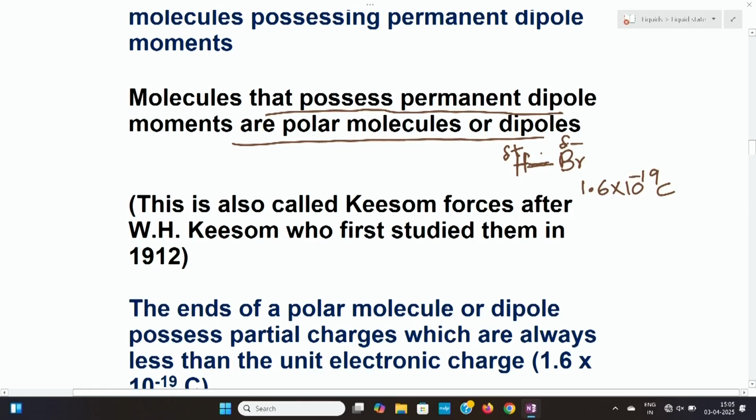And this term was first coined by the scientist W.H. Keesom. Therefore, this dipole force has another name called Keesom forces. The dipole force has another name, Keesom forces, because this force was studied by the scientist W.H. Keesom.